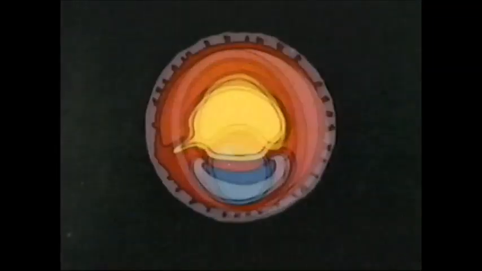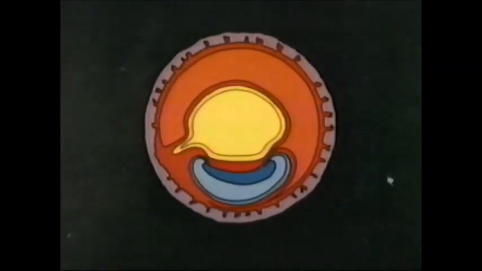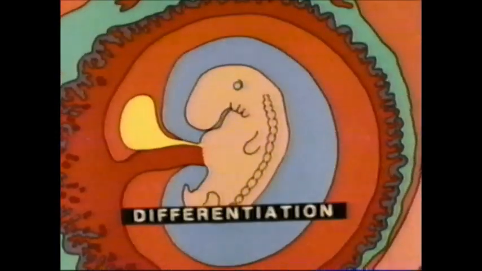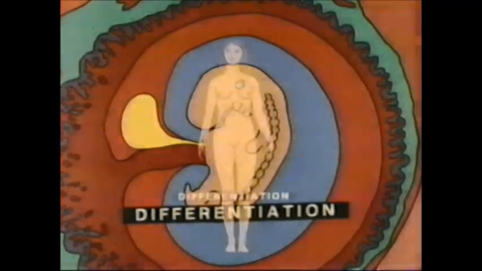Within 9 months, the egg will divide repeatedly, forming a large number of cells which will follow precise and sequential patterns of movement and differentiation, resulting in the formation of a human being.